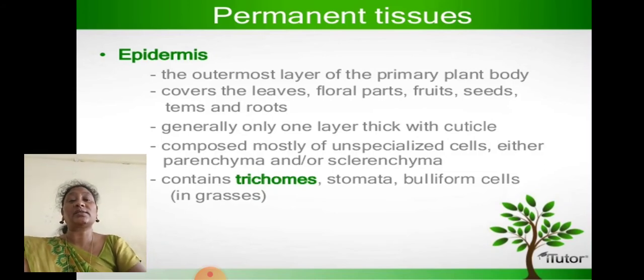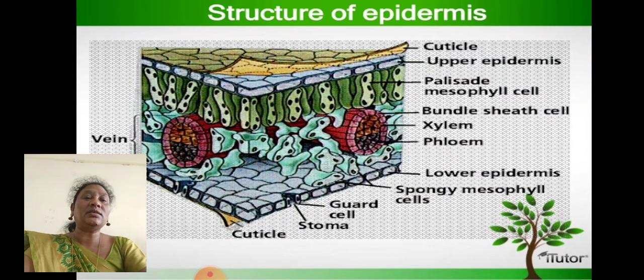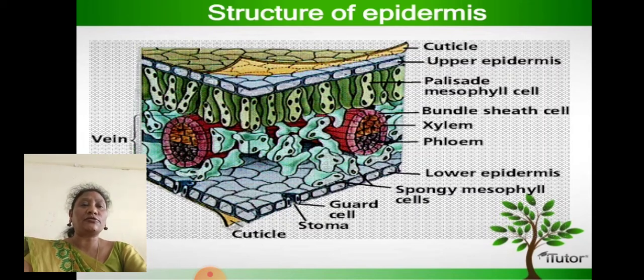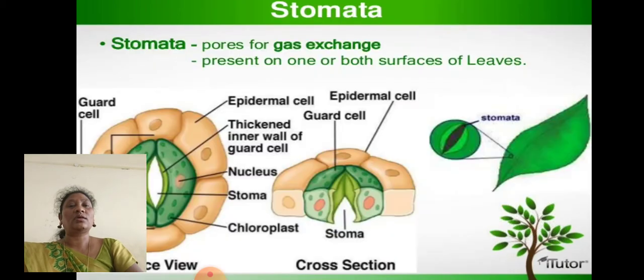They are the special cells, okay? They contain trichomes, stomata, and bulliform cells, which are formed in the grass. You can see here the structure of the epidermis: cuticle, upper epidermis, palisade mesophyll, bundle sheath cells, xylem, phloem, lower epidermis, spongy mesophyll, guard cells, stomata, cuticle and vein parts.